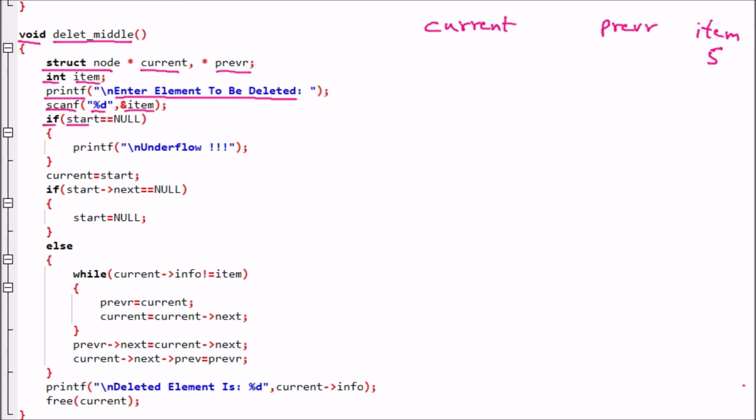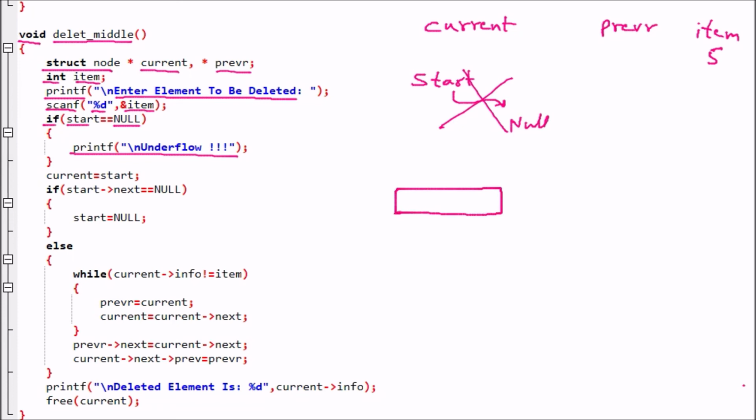Now if start is null, obviously we have start meaning a linked list. If that is null, if there is nothing inside the linked list, we will print underflow. That means we cannot delete anything because there is nothing present. Otherwise, if this is not the case, we have case 2 where some linked list is available. So I am assuming that there is a linked list available.